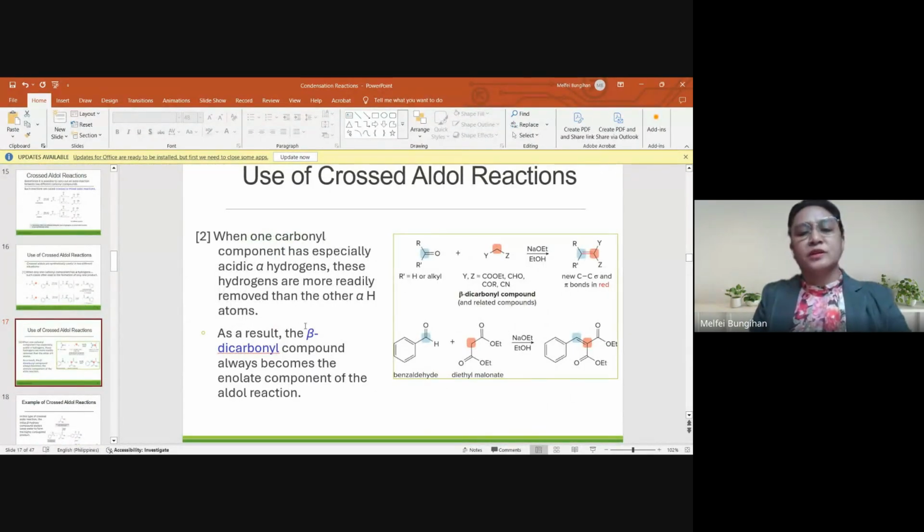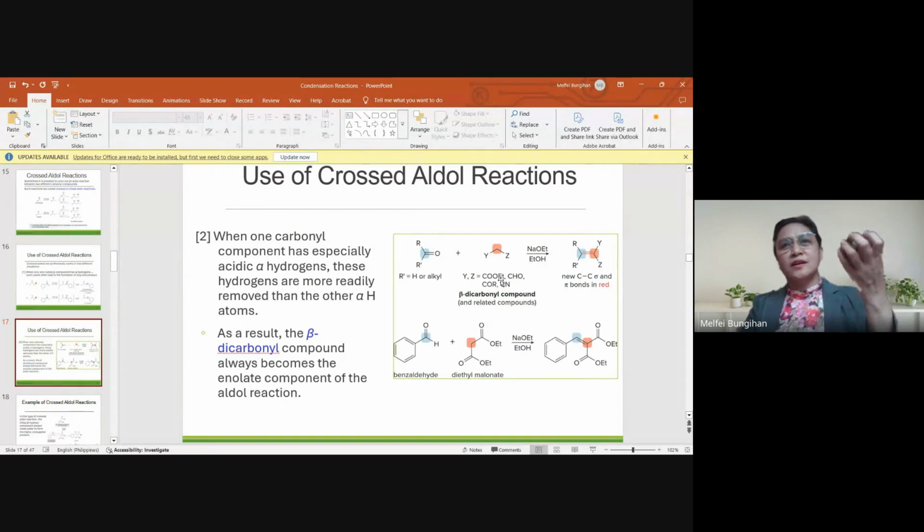Another one. On the other hand, we have the case when one carbonyl component has especially acidic alpha hydrogens. When do we have especially acidic alpha hydrogens? When you have these dicarbonyl compounds and related compounds, which have electron withdrawing groups. So your alpha hydrogen here is very acidic. They are more readily removed than the other hydrogen atoms.